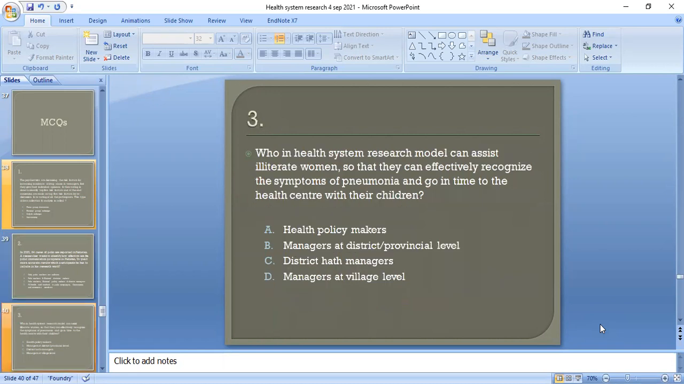Who in the health system research model can assist illiterate women so that they can effectively recognize the symptoms of pneumonia and go in time to the health center with their children? Is it the health policy makers, the managers at the district or provincial level, the district health managers, or the managers at village level? The managers at village level can assist the illiterate women so that they can identify the symptoms of pneumonia and go to the hospital with their children.